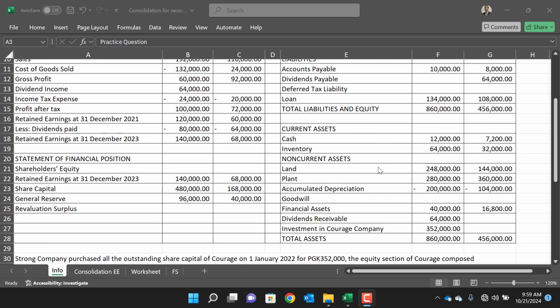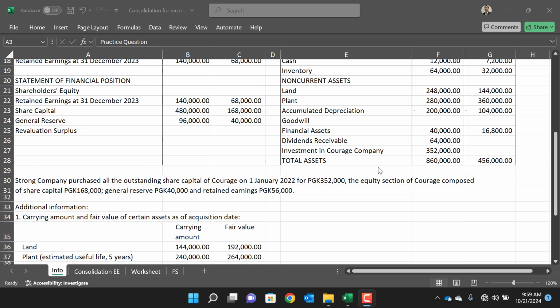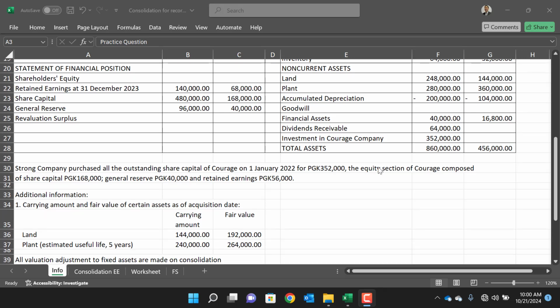We have this additional information here that Strong Company purchased all the outstanding share capital of Courage on 1st January 2022 for 352,000 kina. That is equivalent to all the equity section of Courage, which is composed of 168,000 kina for share capital, general reserves of 40,000 kina, and retained earnings of 56,000 kina. With regards to that, there is additional information provided to us.